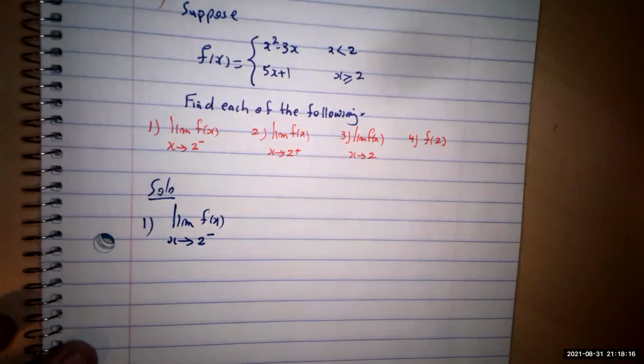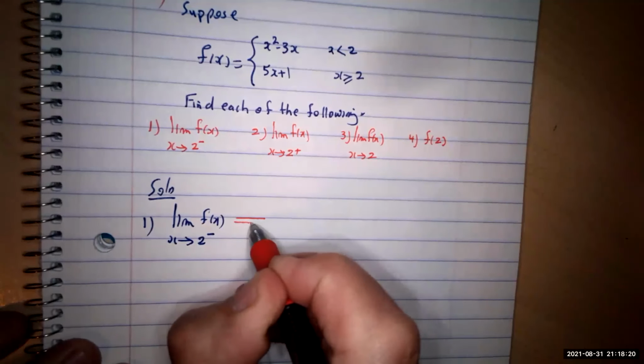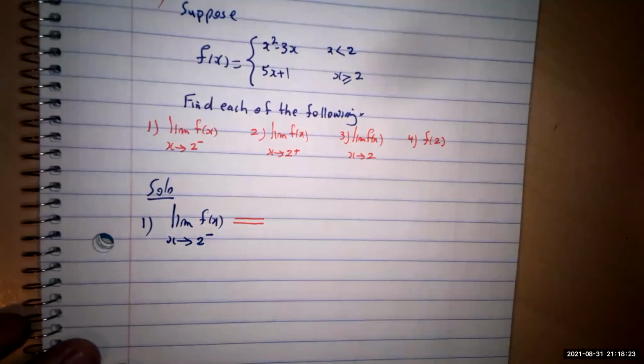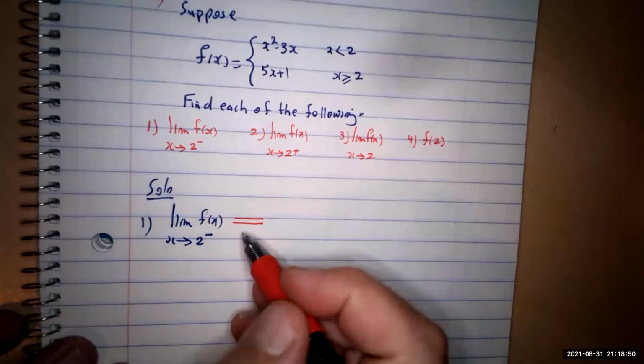What does it mean? I'm going to explain it for you. Any suggestion? X goes to 2 negative means x approaches 2 from which direction? Right or left? The left. Yes, it's going to be left. When it's a left, you know that this means x is less than 2.